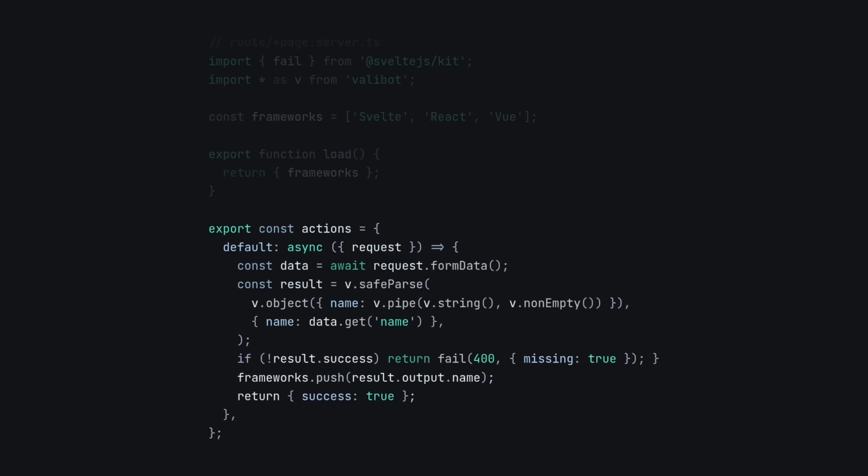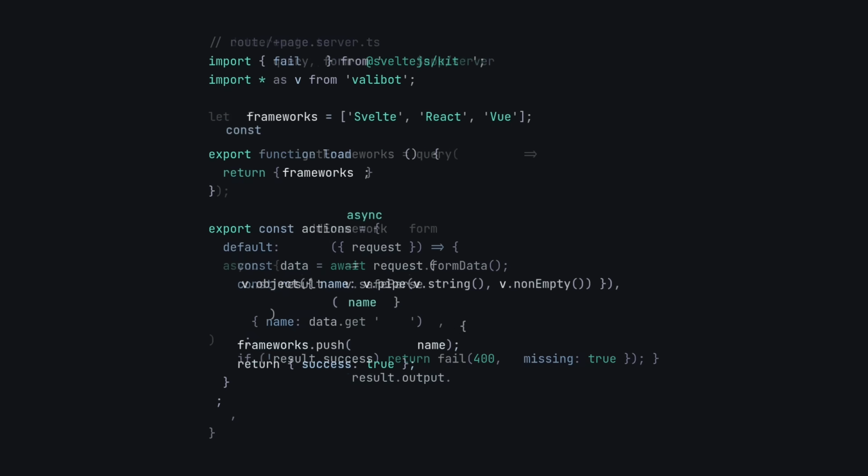And then here we're using SvelteKit form actions. So now we have to do this song and dance where we do request.formData. And now we can parse this data safely using a validation library like Valibot. And unless you're using some form library, now you have to take care of everything yourself.